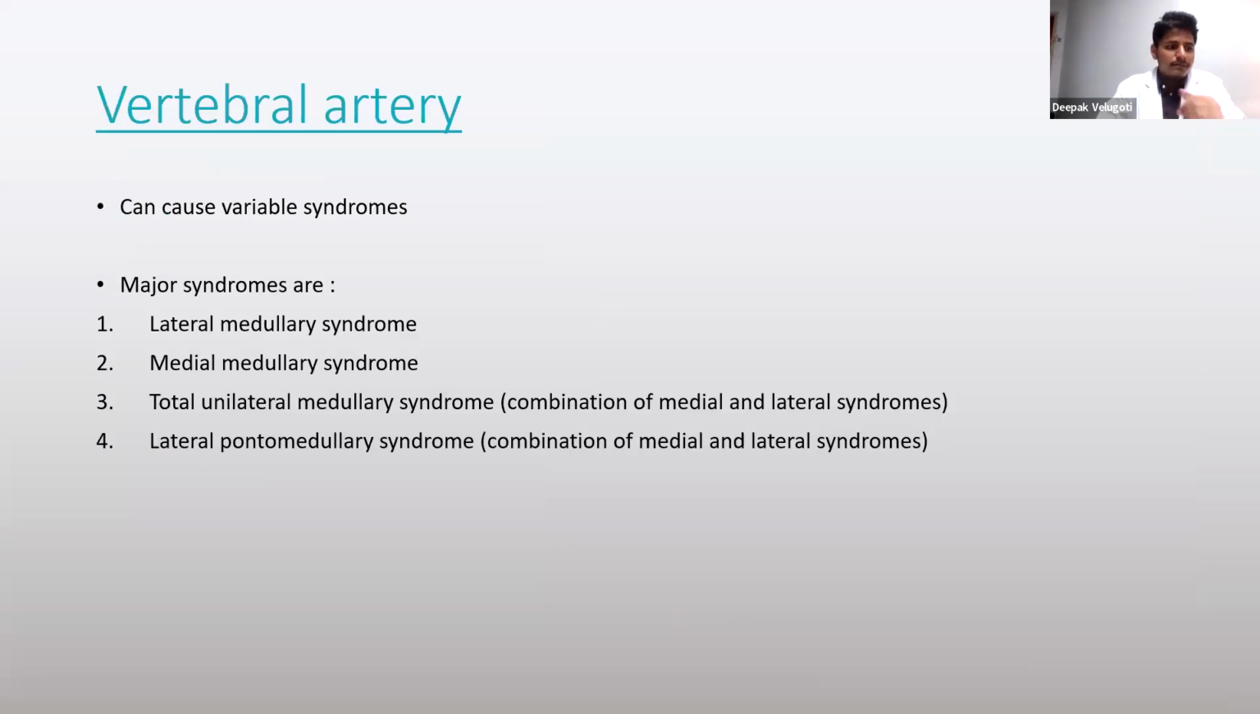And vertebral artery. Vertebral artery has a very long course where it supplies both intracranial and extracranial structures. Occlusion of this artery has variable symptoms, out of which the medial and lateral medullary syndromes are important.